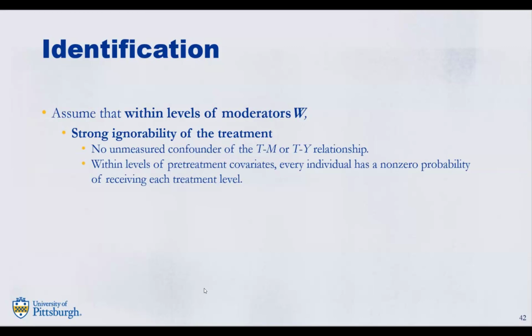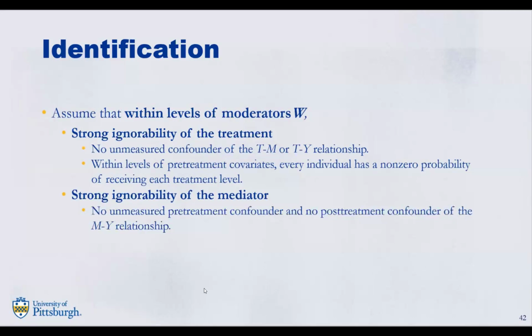That means within levels of pre-treatment covariates, some individuals were in the control group and some individuals were in the intervention group. We cannot have a case in which all of the individuals were in the same group. Otherwise, we are not able to provide counterfactual information for the other group, right? And we also assume strong ignorability of the mediator. In other words, there is no unmeasured pre-treatment confounding and no post-treatment confounding of the mediator outcome relationship.